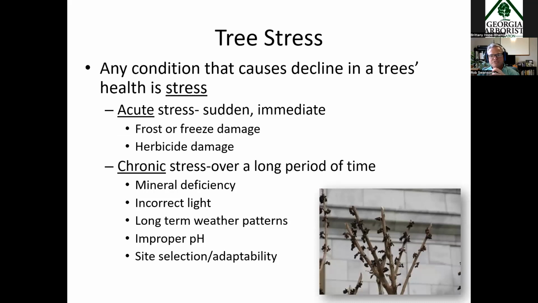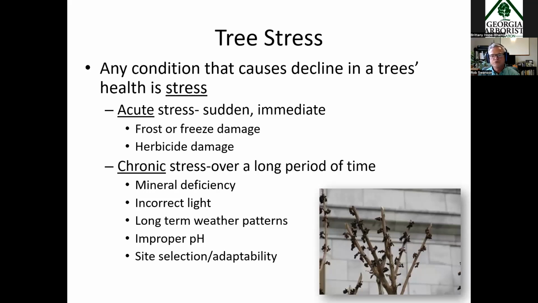Acute means that it's quite sudden, it's immediate, like the freeze damage that I showed you in those slides. That is an acute stressor. I can point to a single event and say, this is the day that it happened. So it can be very specific about it. Or this is the day that the herbicide was applied and it resulted in death of the canopy or contorted leaves, things like that. So those are acute stressors.